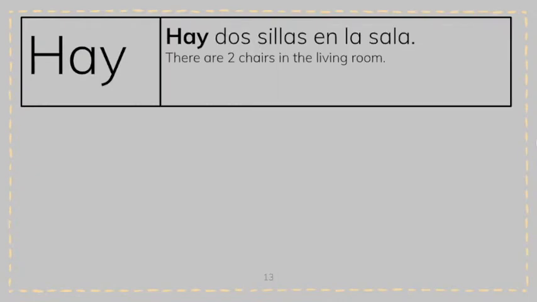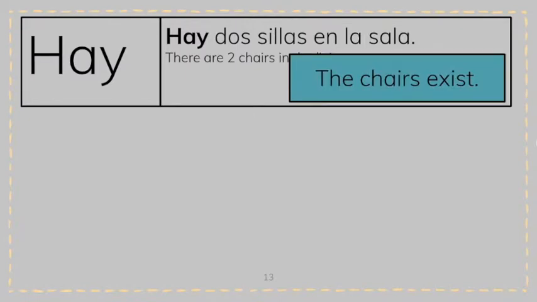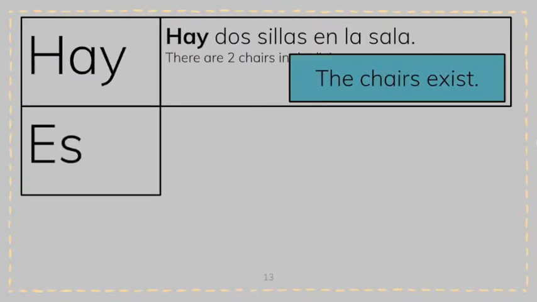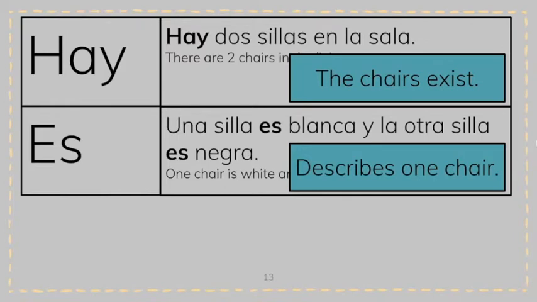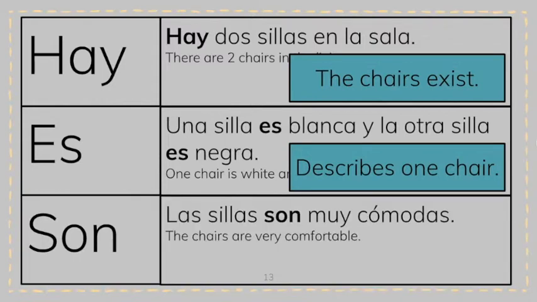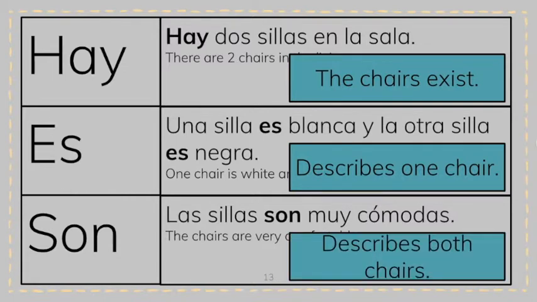All right, so I want to show you guys some comparison between the words hay, es, and son in some various sentences. Okay, so let's take a look at a sentence with the word hay. Hay dos sillas en la sala. Okay, so here we're talking about the existence of the chairs. The chairs are in the living room. A sentence with es. Una silla es blanca y la otra silla es negra. So we're describing each chair. We're describing the color of one chair and we're describing the color of the other chair. Son. Las sillas son muy cómodas. Okay, so we're describing both chairs here. Okay, so hay is talking about the chairs, saying that the chairs exist. Es is talking about the color of one chair, it's singular. And then son is talking about the comfortableness of both chairs. So that's plural.